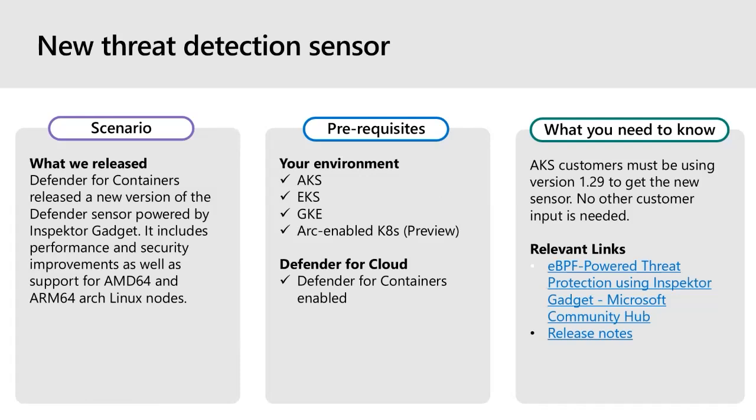And then the Defender sensor, as I said, is deployed as a daemon set on each node within your Kubernetes cluster, and it collects signals from hosts and provides runtime protection. This new sensor enhances our threat detection capabilities with over 60 Kubernetes-aware detections. So I encourage everyone to go ahead and use the new sensor capabilities by upgrading to AKS 1.29.